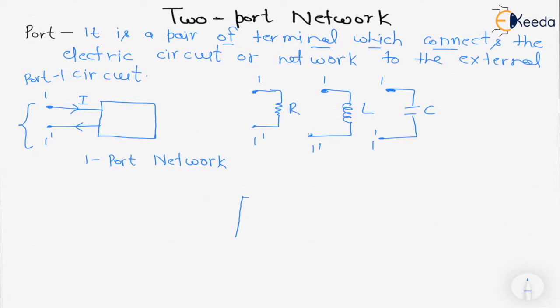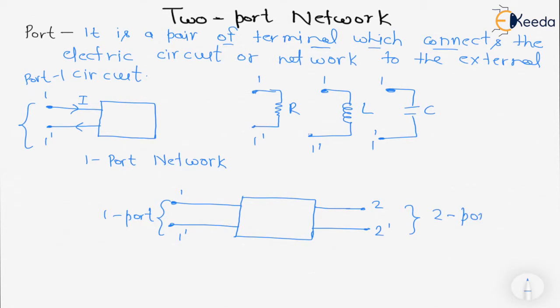If in any circuit or black box there are two ports available, this is 1, this is 1 dash, so this is one port and this is 2 and this is 2 dash. So this is another pair of terminals, that is the second port. So it is the example of two port network.